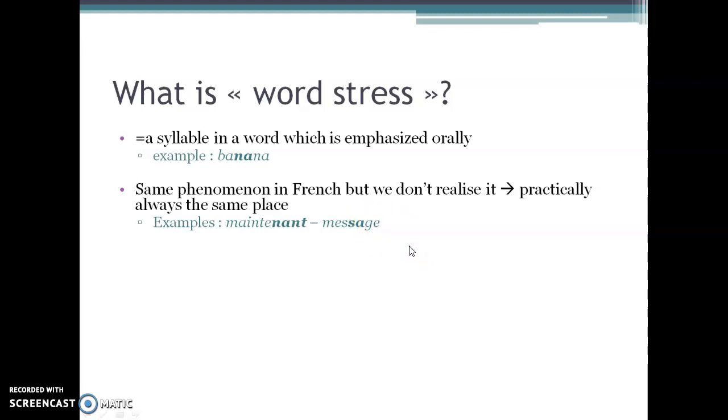We realize that, for example, when you've got little kids learning French, you can notice that sometimes they only pronounce the last syllable of the word. But when we are speaking, of course, we do not realize it.